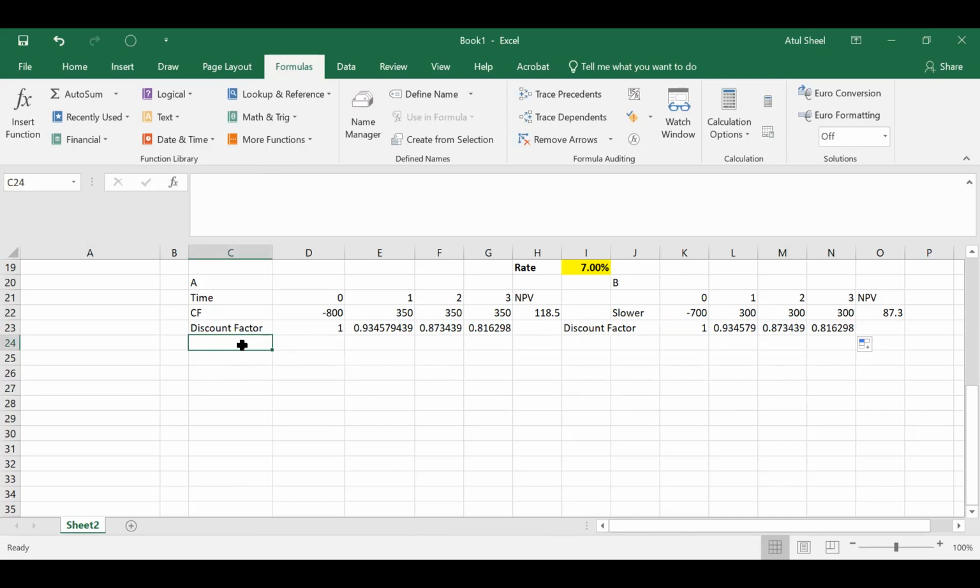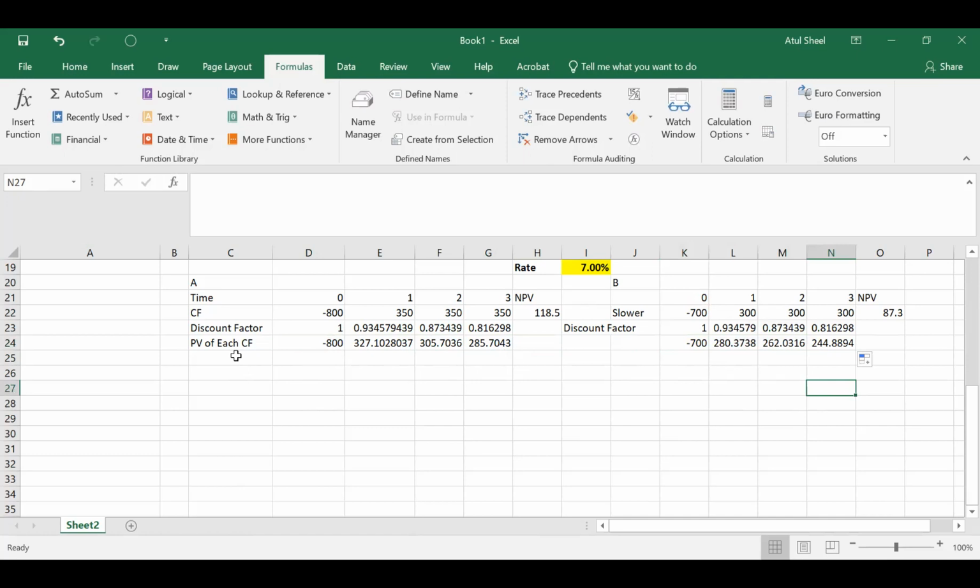Now, what is the present value? First, I calculate the present value of each cash flow. This is the product of the two, so this times this. The same here. Let's go across. Same thing here. Equals product of the two, this times the cash flow here. There we go. Copy it across. If you want the net present value, just sum it all up and you'll get the net present value. Net of this minus this.